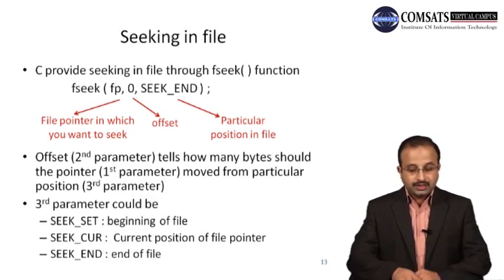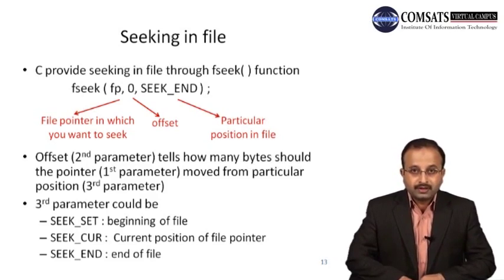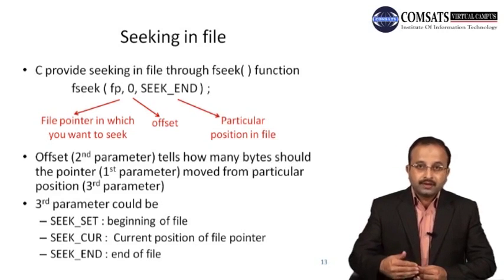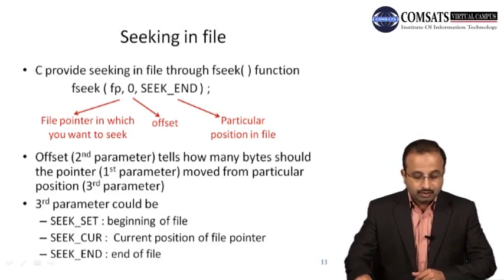ठीक है, so तीन positions हैं जो कि file में एक particular position को refer करती हैं. Then you have an offset. अगर offset positive में है तो it will move the file pointer further, इतने bytes आगे move करना है. So the offset tells how many bytes the pointer, that is the first parameter, should move from a particular position, that is the third parameter.